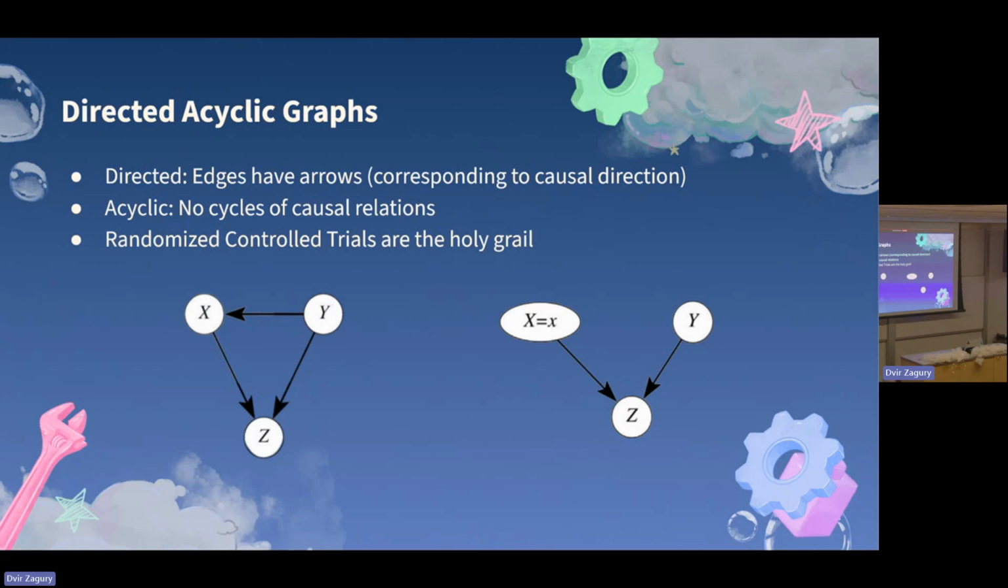X causes Z. And then if you want to ask about an intervention, what you do is you sever all the arrows leading up to X. So for example, if you want to ask what would happen if I intervene on X, what would be the effect on Z? You take out all the arrows leading up to X, you force it to take a specific value, and then you can actually see the effect on Z.